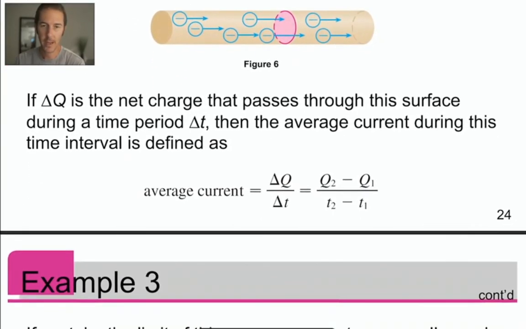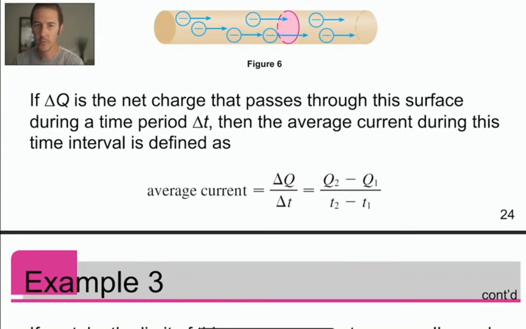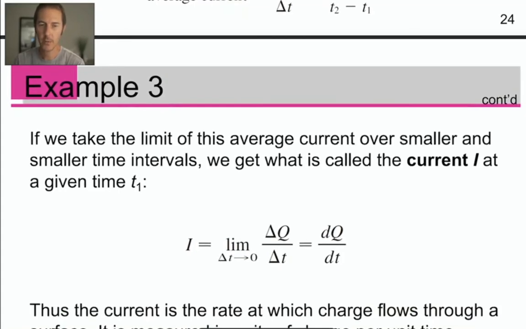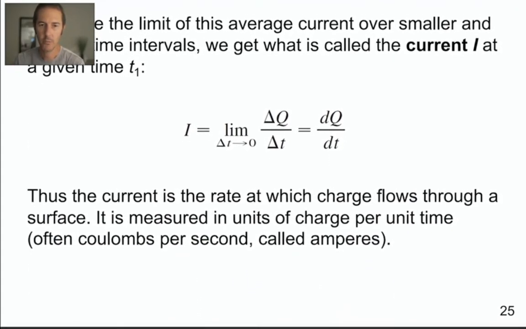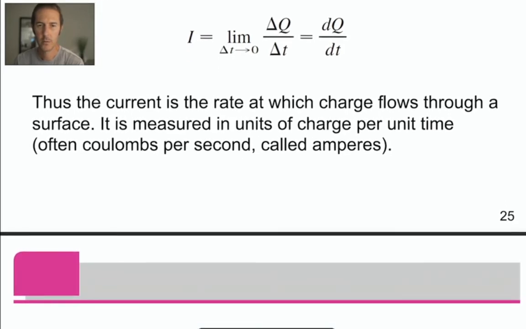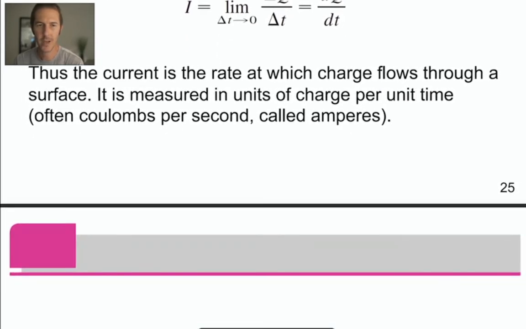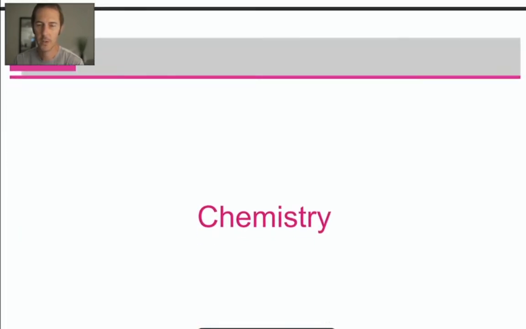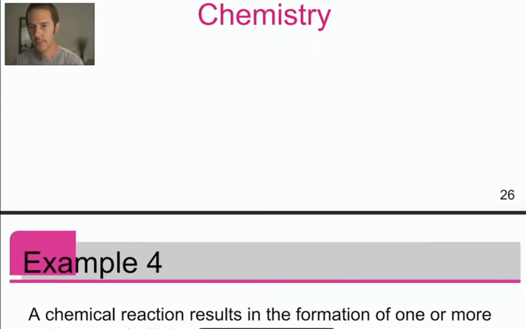We start out talking about average current, (Q2 minus Q1) over (T2 minus T1), and if we take that denominator and send it off to 0, so we're taking the limit, what we end up with is the instantaneous rate of change. The current is thus the rate at which charge flows through that surface, measured in units of charge per unit time: coulombs per second, otherwise known as amperes. And there's a chemistry example, and so on and so on.